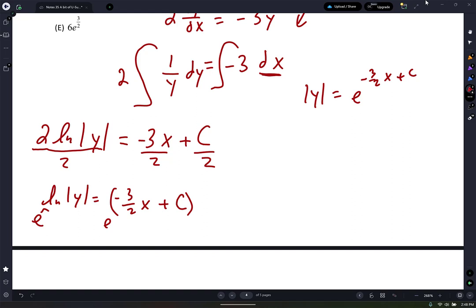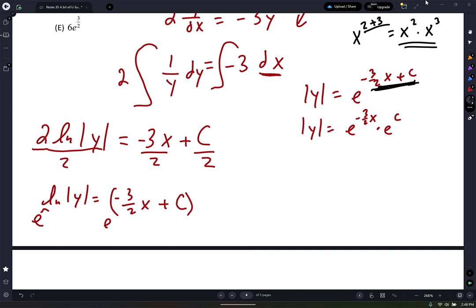Here comes your law of exponents. Absolute value of y equals e to the negative 3/2 x times e to the c. Can I do that? Yeah. If I do this, that's the same thing as x squared times x cubed, right? So notice when you multiply, you just add up the exponents. This exponent is being added up, 3/2 x plus c. So I just brought it up into 2. This that I'm circling, isn't that just some constant?